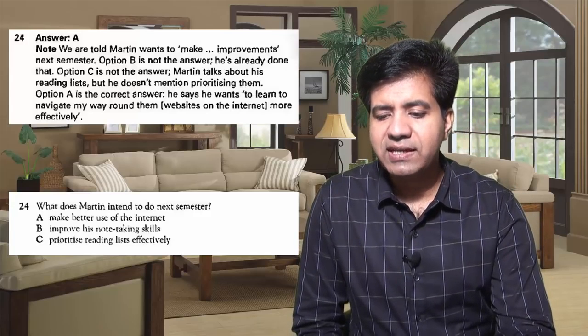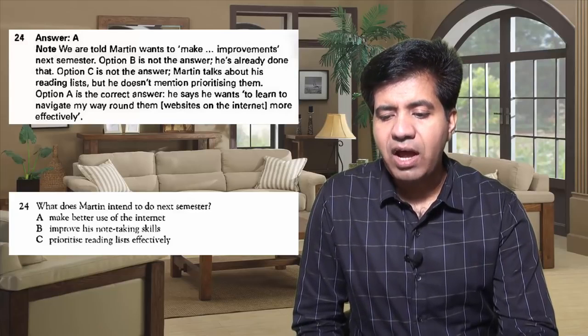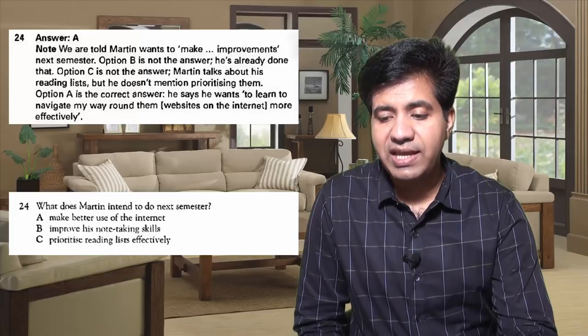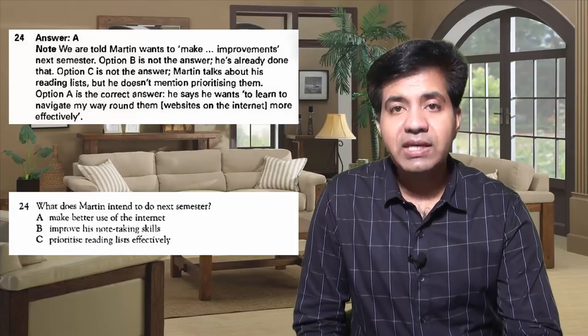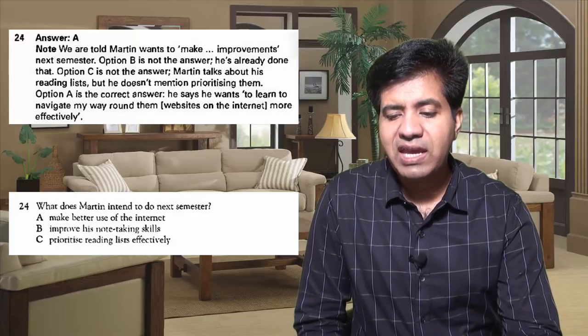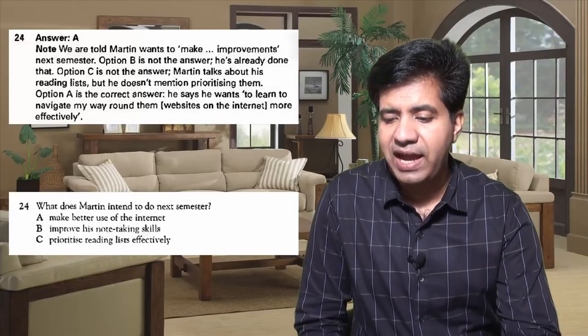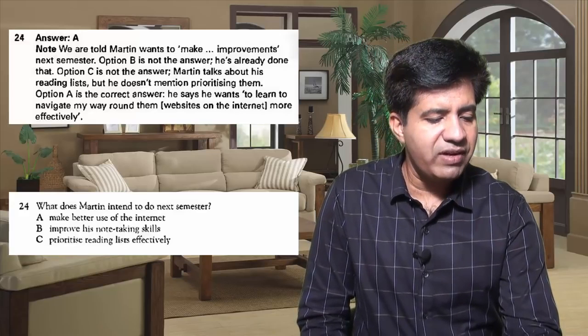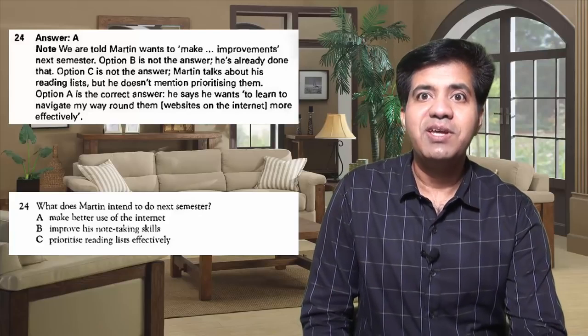Then option A is the correct answer. He says he wants to learn to navigate his way around them, websites on the internet. Them means websites on the internet more effectively. He actually says to learn to navigate my way around them. Them means websites, referencing the internet more effectively, and that is option A, make better use of the internet. Got it?